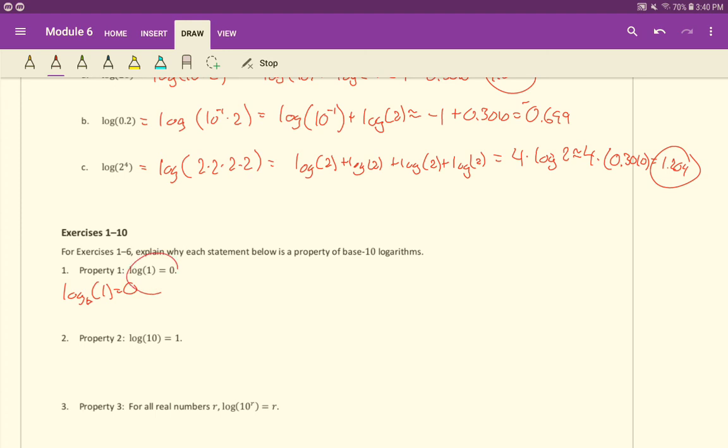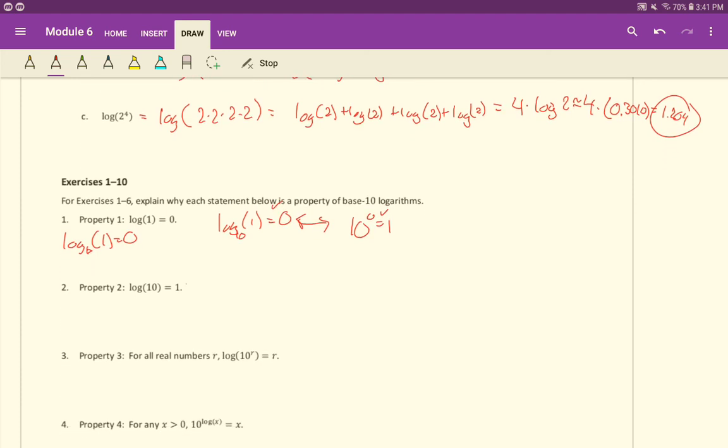Okay? So for this, how can we prove it? Well, let's rewrite it in exponential form. Remember, this is really log base 10, so just use the exponential form. 10 to the 0 equals 1. Well, check that's true, right? 10 to the 0 is 1, so that means this is going to be true too.